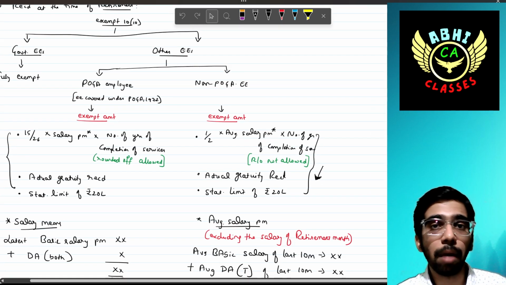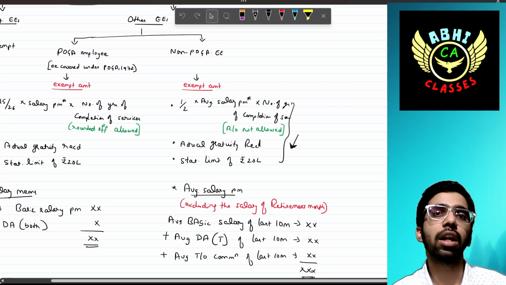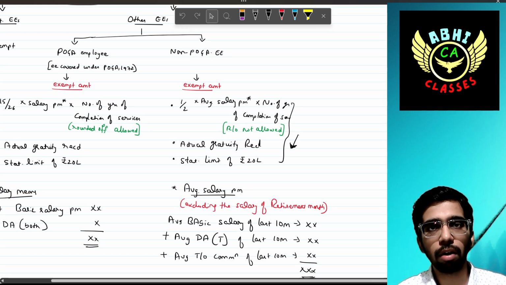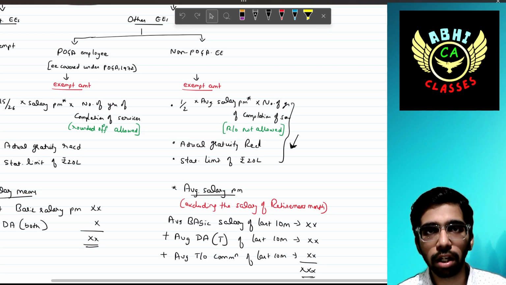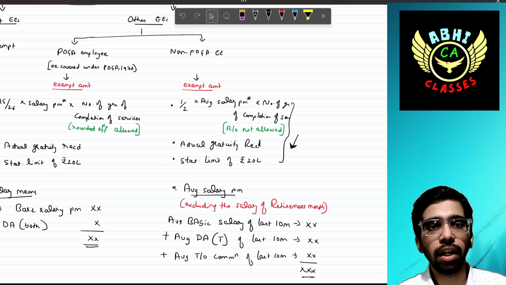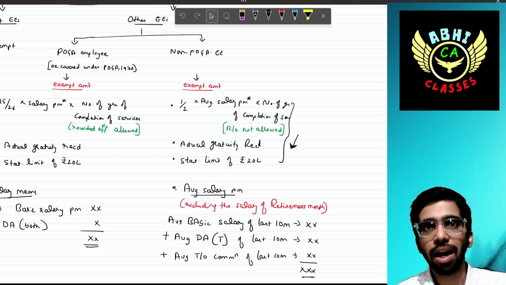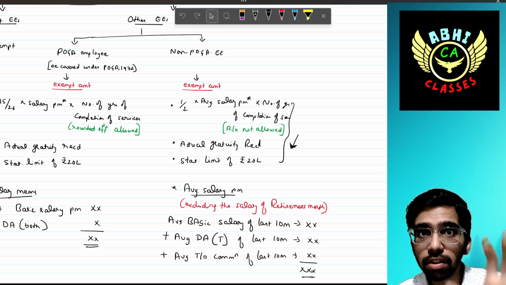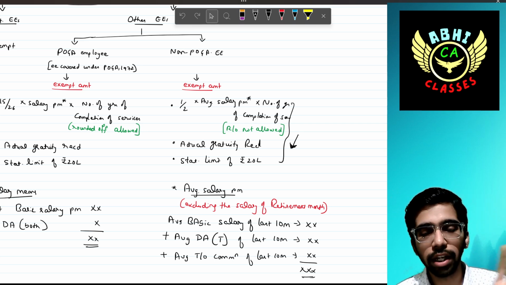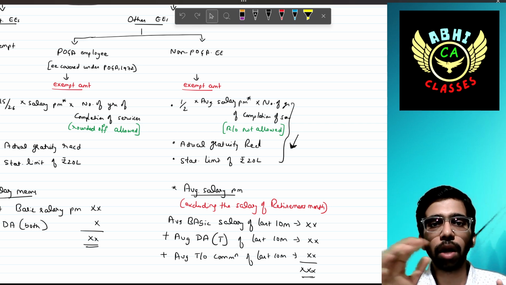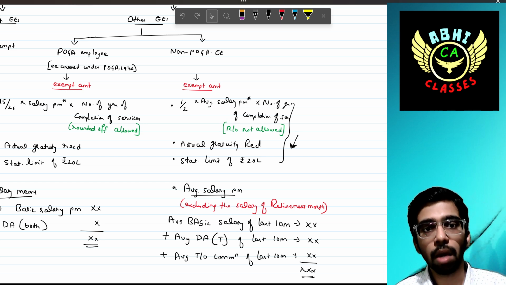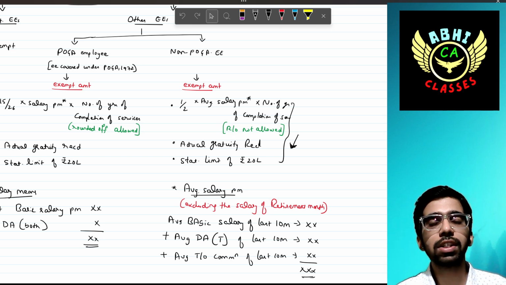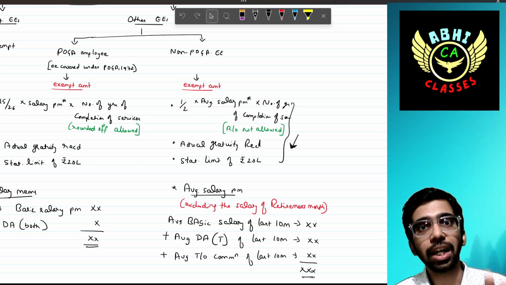Then if that employee is not covered under the Payment of Gratuity Act 1972, the exemption portion will be the lowest of the following. First, half into average salary per month into number of years of completion of services. But remember, round off is not allowed. In that case, 32 years 7 months should be treated as 32 years.